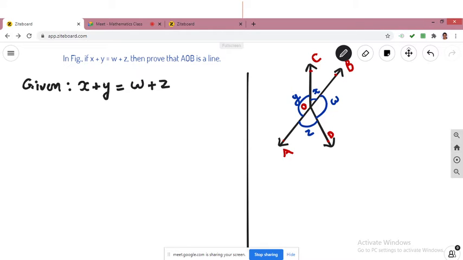Okay, then we need to prove. What is the thing we need to prove? AOB is a line, ma'am. Yeah, AOB is a line. That is, we need to prove that AOB is a line. So what are the things we know to prove this? Sum of angles is equal to 360 degrees, ma'am. So Swatika, can you tell me how did you arrive to that 360 degree? So Swatika is saying that x plus y plus w plus z is 360 degree.